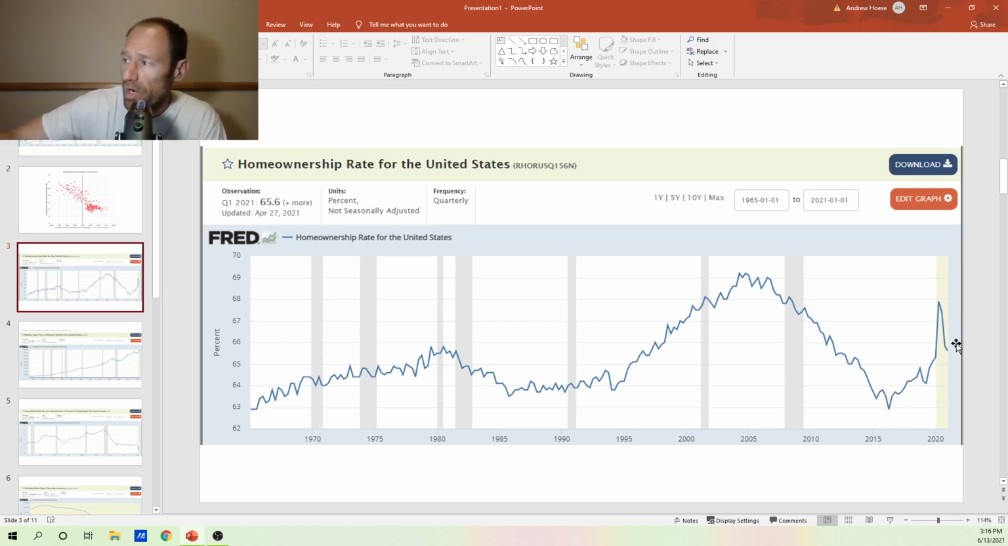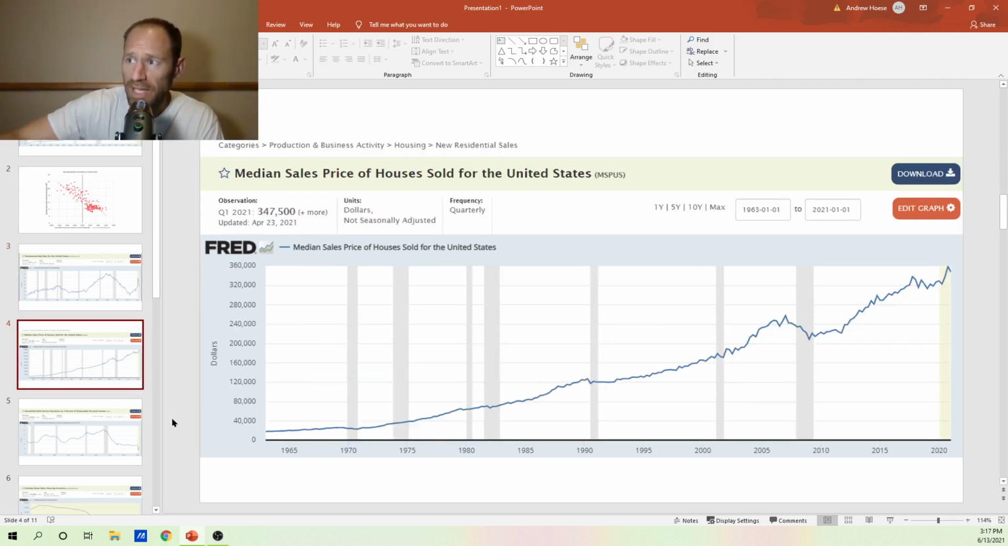So we are at 65.5, which is really an average if you were to look at all the way back here. So we are not at lows and we are not at highs. We're right around the average, I would say, for home ownership rate. Next is the median sales price of houses sold for the United States. It is up there. It is moving on up, and we are in an uptrend. Nothing bad about this uptrend. I wish my portfolio looked like this, where it would just go up steadily like this the entire time.